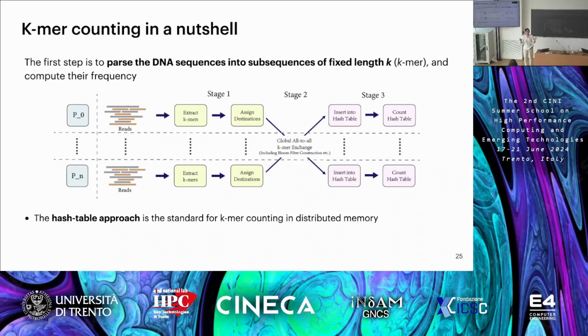It's basically like, one student once told me, it's a glorified histogram. K-mer counting is a glorified histogram. So that's basically all it is. And all you need to know here is that usually it's done by using hash tables and distributed hash tables.